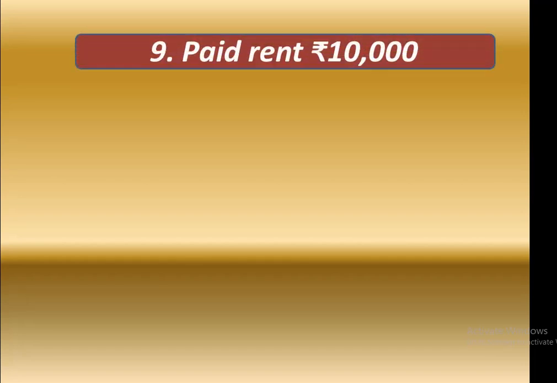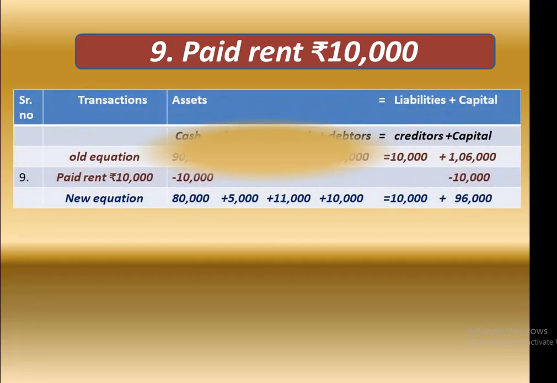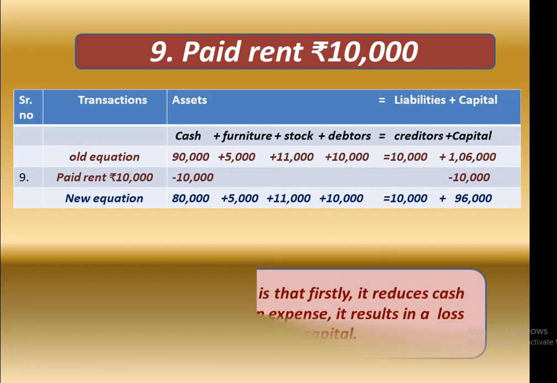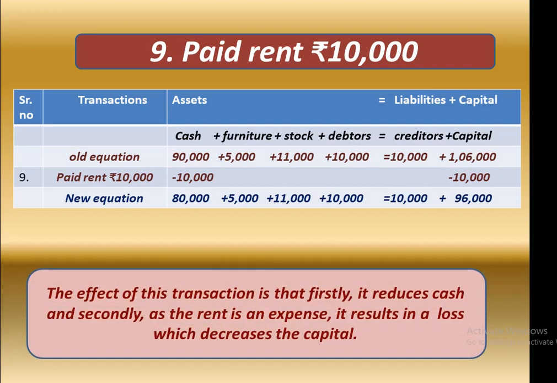Now, it's turn for expenses. Paid rent rupees 10,000. Cash and capital will be reduced by rupees 10,000 because we have paid money out of the business. The effect of this transaction is it reduces cash, and secondly, as the rent is an expense, it results in a loss which decreases the capital.